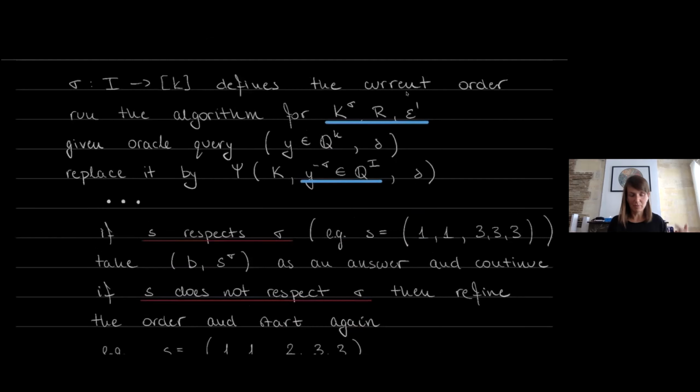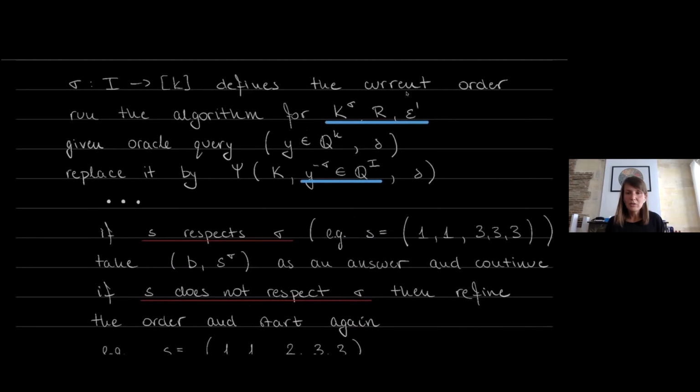Now, getting back to what's happening, suppose that sigma defines the current order. It's not a total order. It's an equivalence relation plus an order on those equivalence classes.